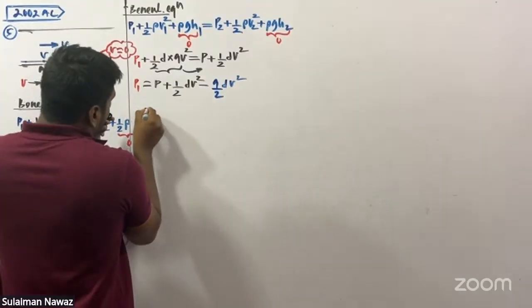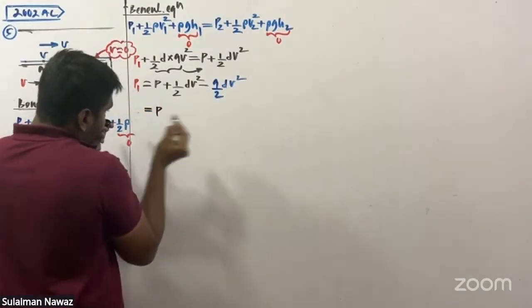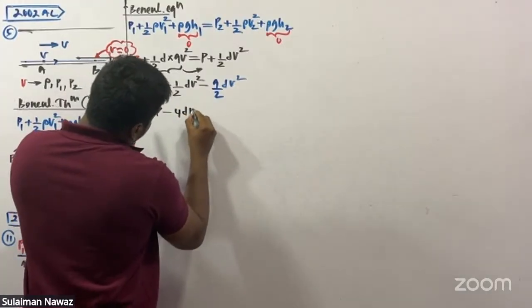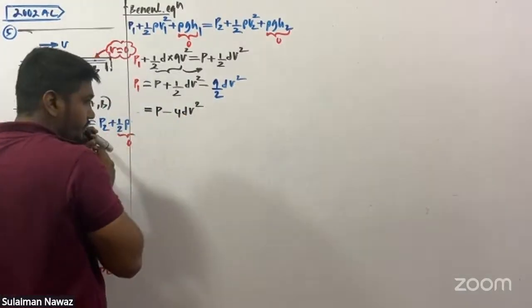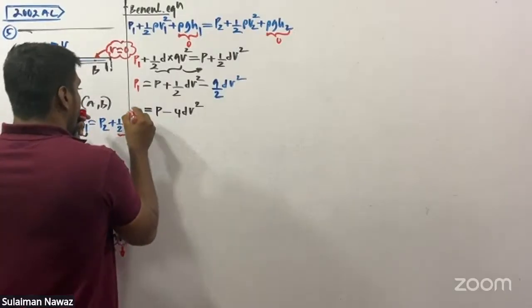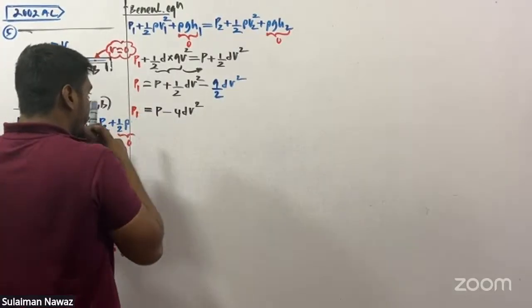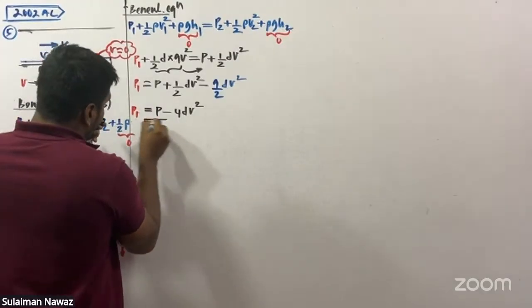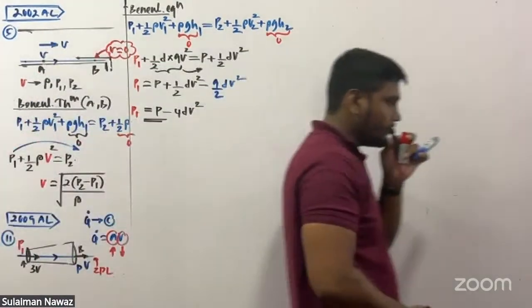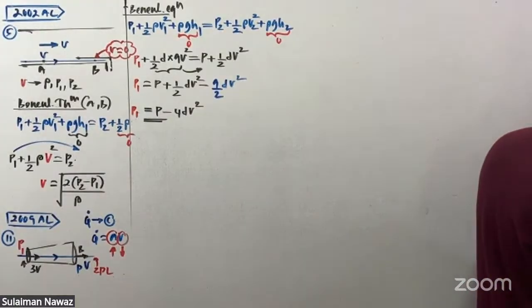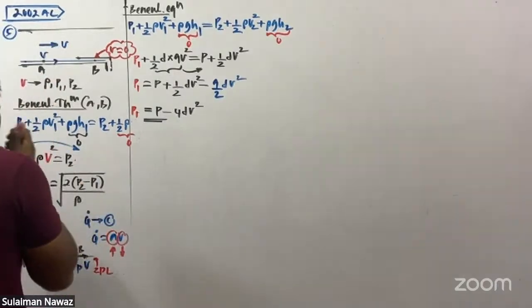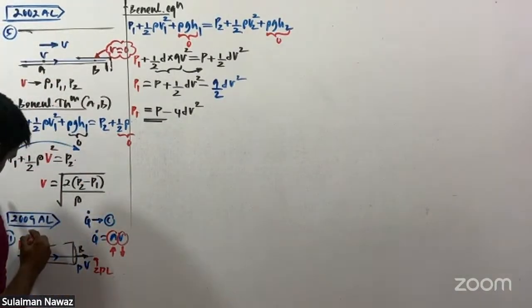I think the answer is pretty much obvious. Minus 4 d v square is our answer. Capital P1 equals capital P minus 4 d v square. That's the answer. The answer is 2. This answer is 2. If I have made a mistake, please tell me.